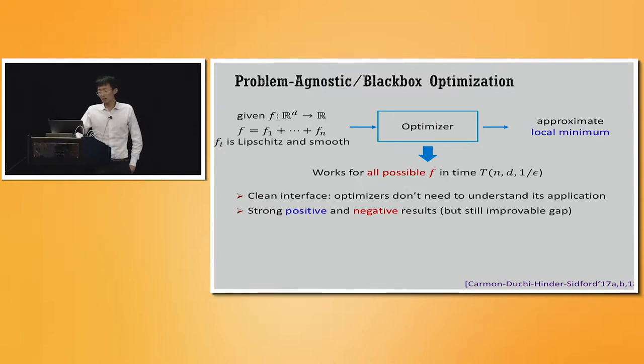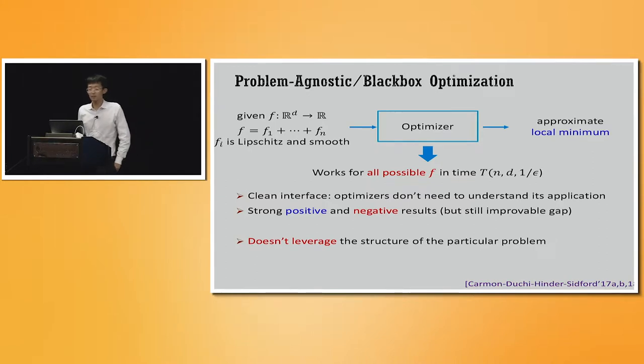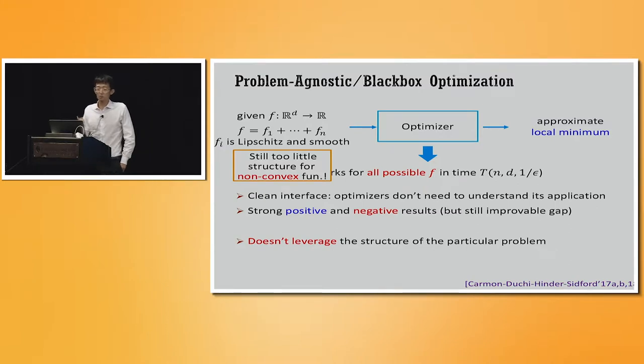So the downside is that if you prove a theorem like this, then likely the algorithm won't leverage the structure of the particular problem, because you ask the optimizers to work for all possible functions f. And the thing is that for non-convex functions, these structures are too little. And we need more structures to achieve more ambitious goals.